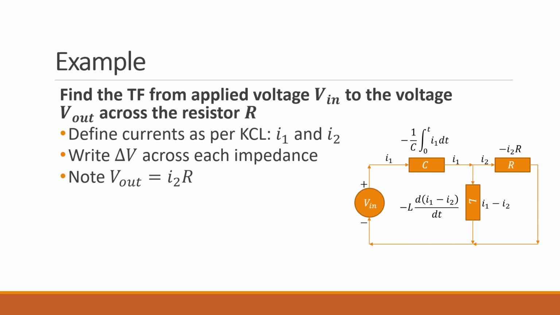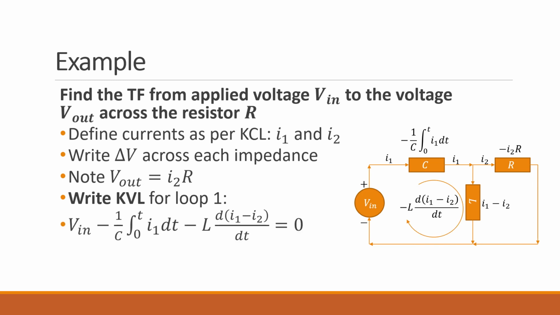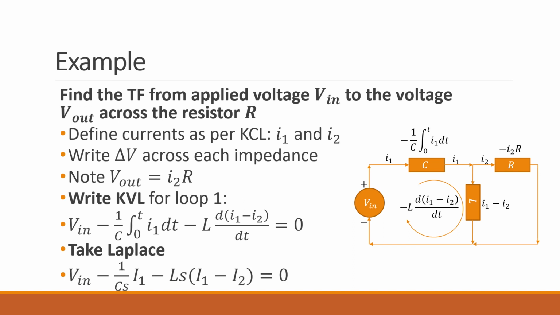Next step is to write the KVL, and we'll have one for each loop. For the first loop, as shown over here, we have V in minus voltage drop for the capacitor minus voltage drop for the inductor is equal to 0. Next step is to take the Laplace to get rid of the integral and the derivative. Remember, integration in time domain is the same as division by s in the s domain, and differentiation is basically multiplication by s, ignoring the initial conditions, of course.